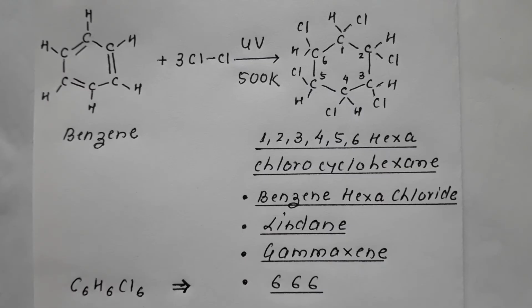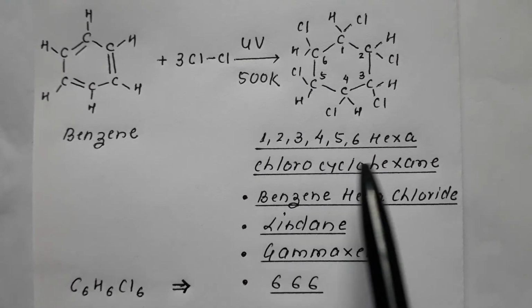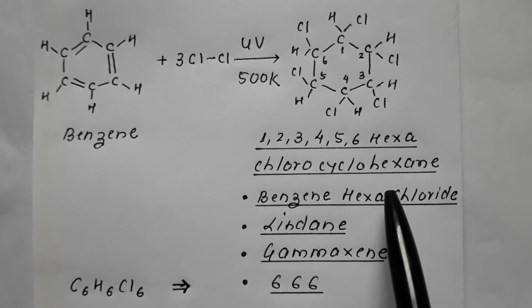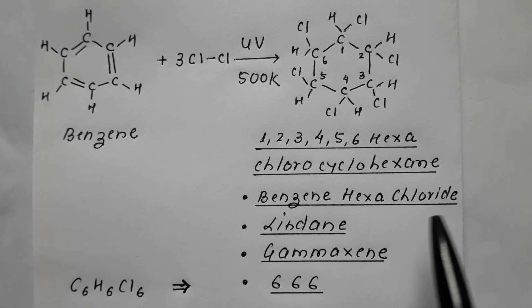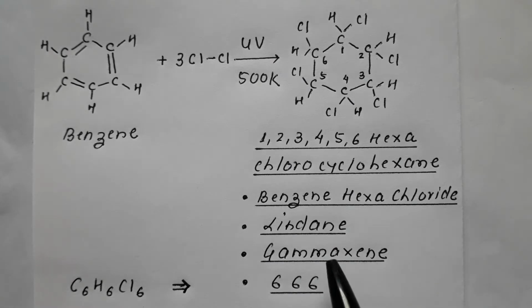So this compound is known by various names. Hexachlorocyclohexane is one name. It is also termed as benzene hexachloride, BHC. This compound is also termed as lindane. This compound is also termed as gammexane.